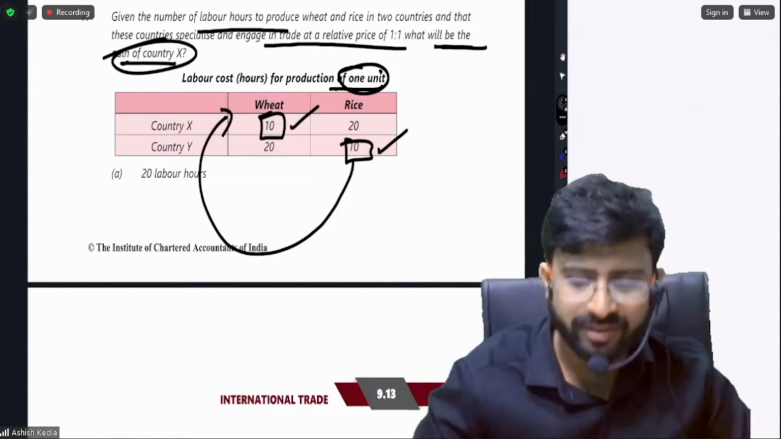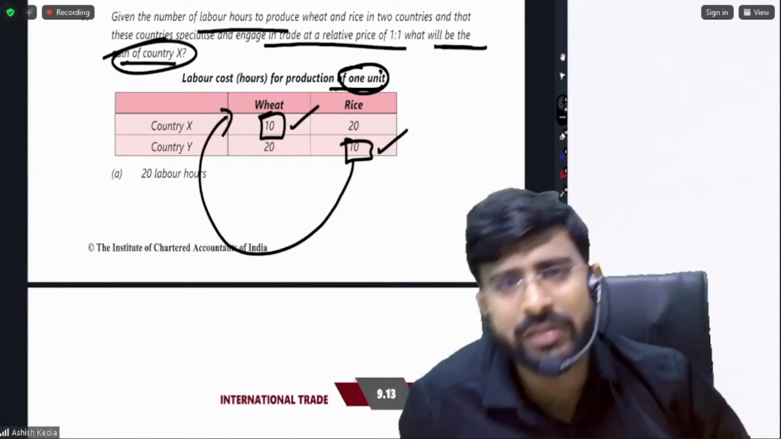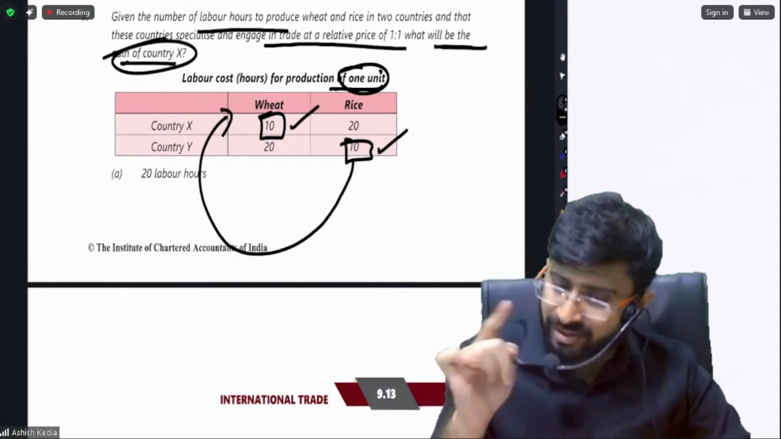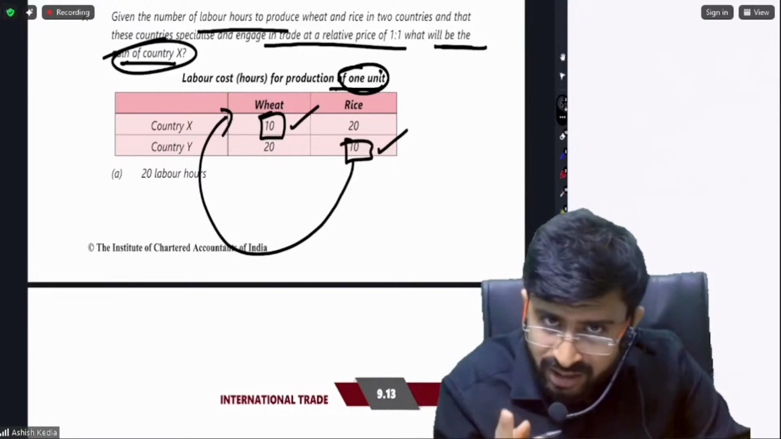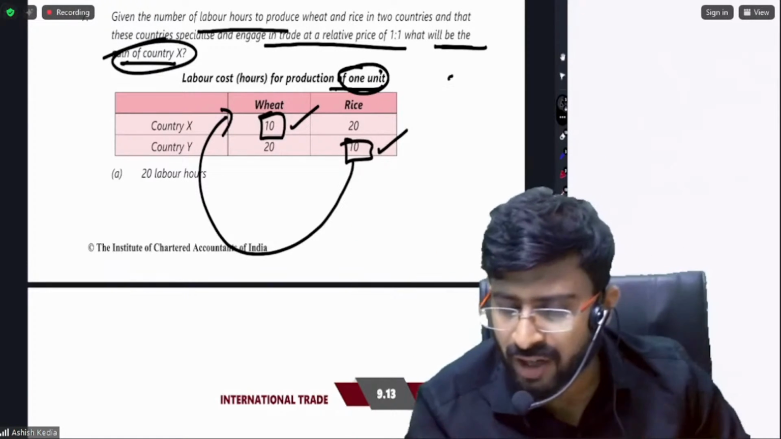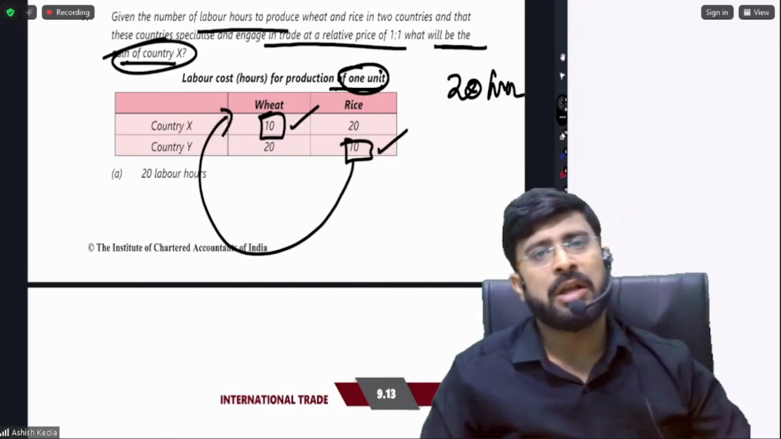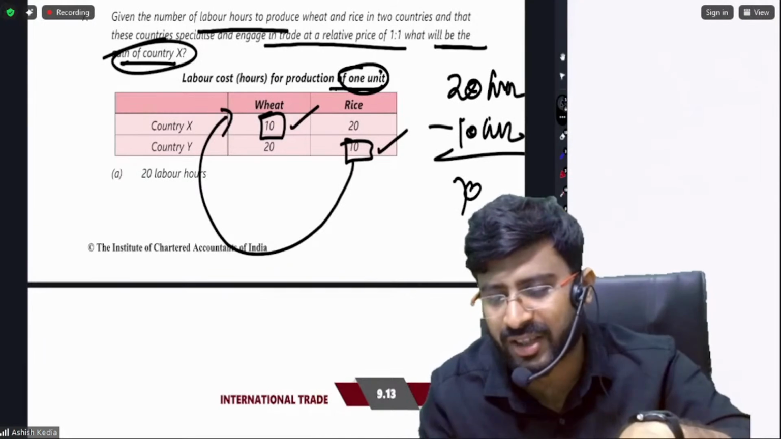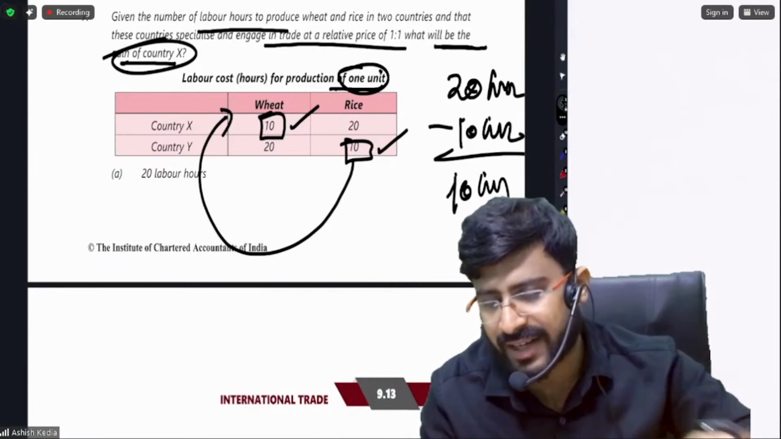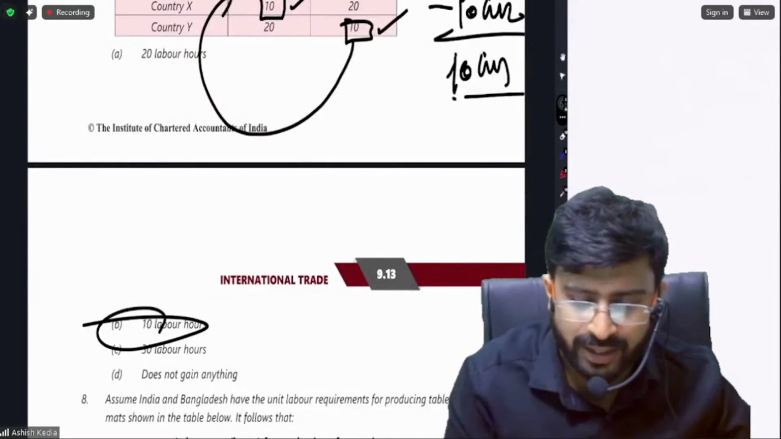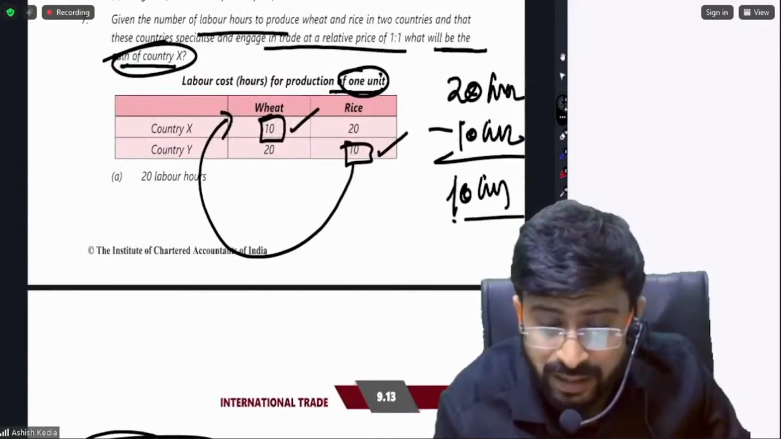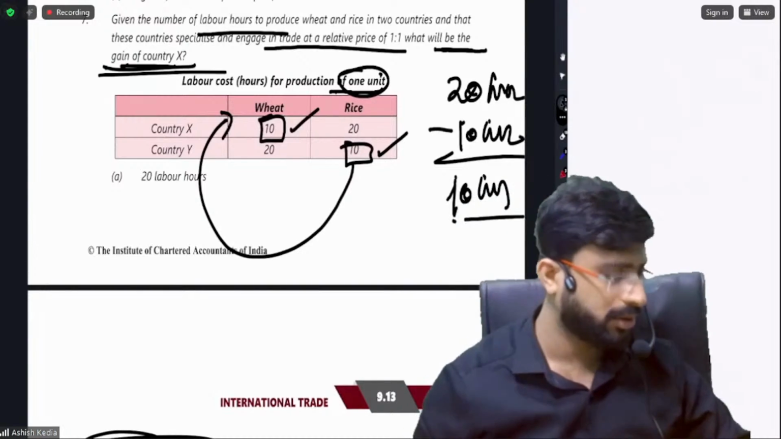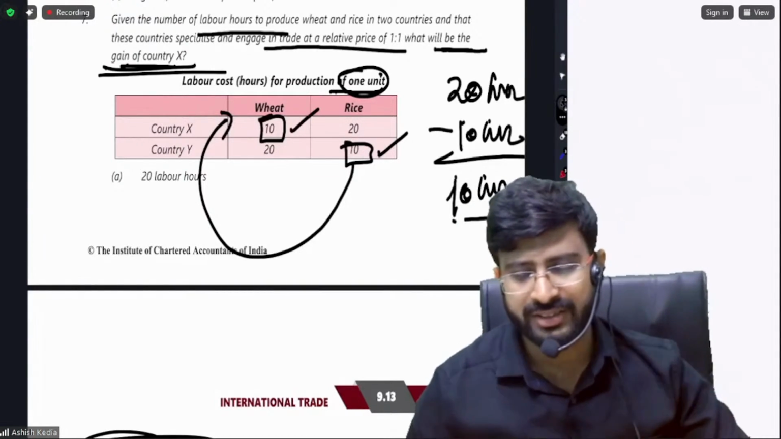Country X will import rice. Everybody write down: country X will import rice. Had country X itself produced rice, it would have taken 20 hours. But since it's importing rice, it's taking 10 hours. So what is the savings? 10 hours, that is the net gain. So the answer will be 10 labor hours, because we have been asked only the gain of country X. I am 100% sure you all are understanding this.